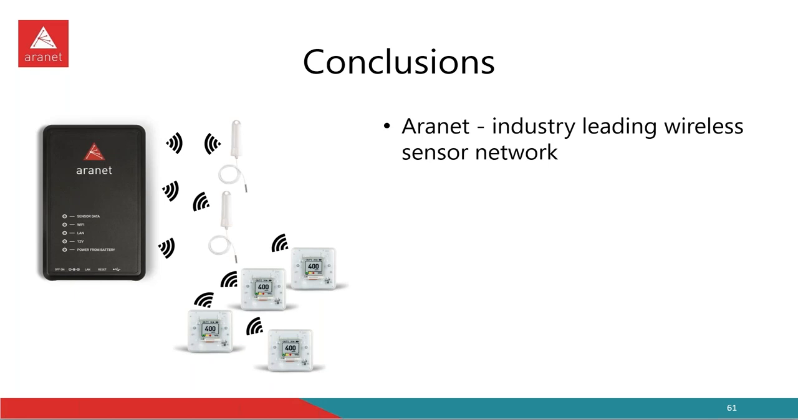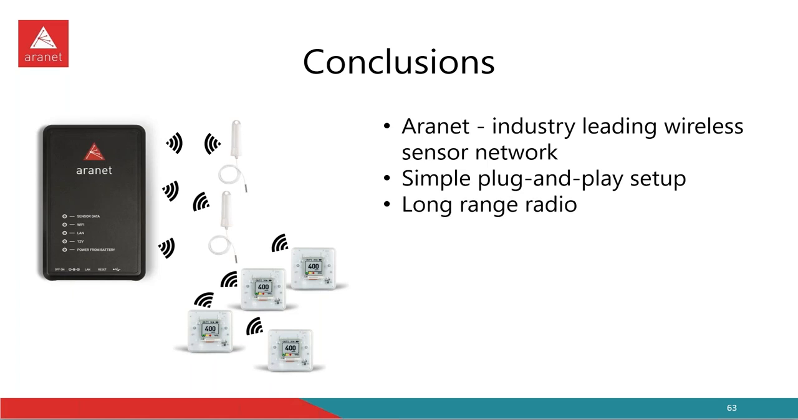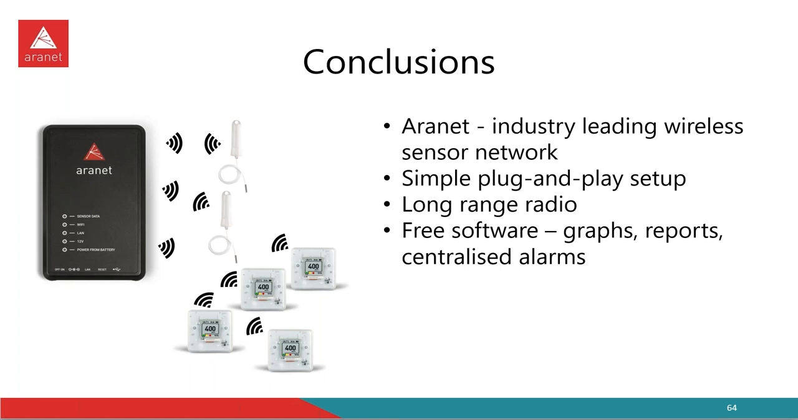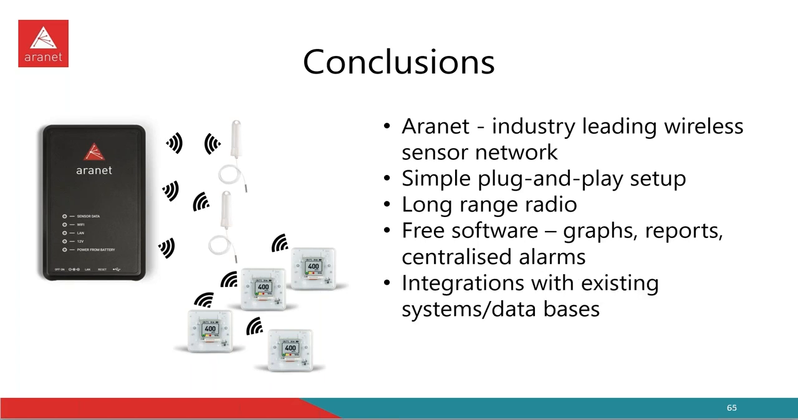Of course, the main focus of the RNet system, and the main idea when first creating it, was to make it as simple as possible. So a plug and play system. It has an industry leading radio range. Comes with free software, with graphs, reports, centralized alarms, so you don't have to pay a subscription fee to use the basic software which is on the base station. And then of course you can upgrade to a cloud solution which allows for multiple location, multiple base station support and things like that. And it allows, of course, for integrations with existing systems and databases.